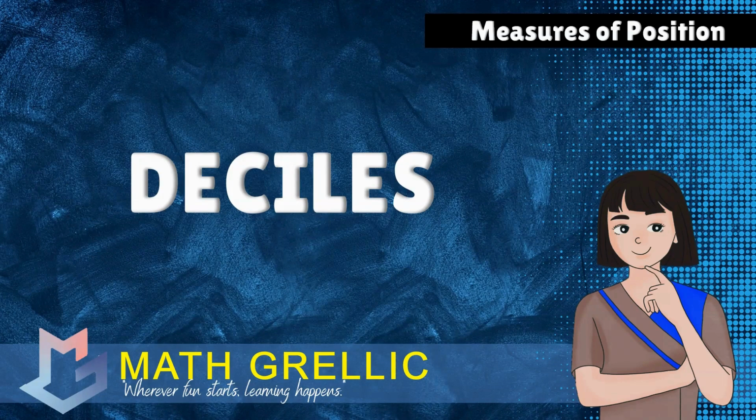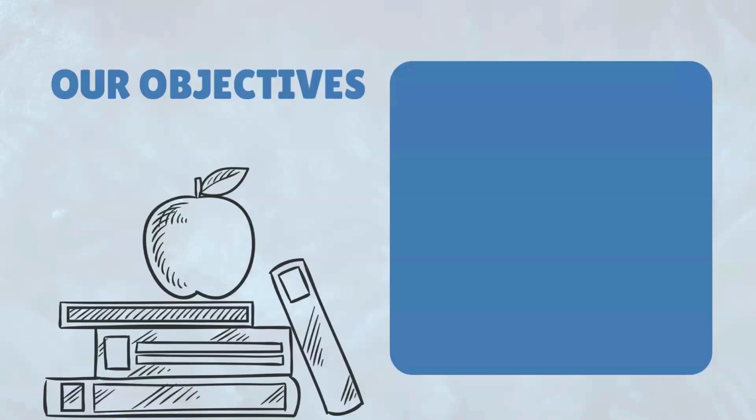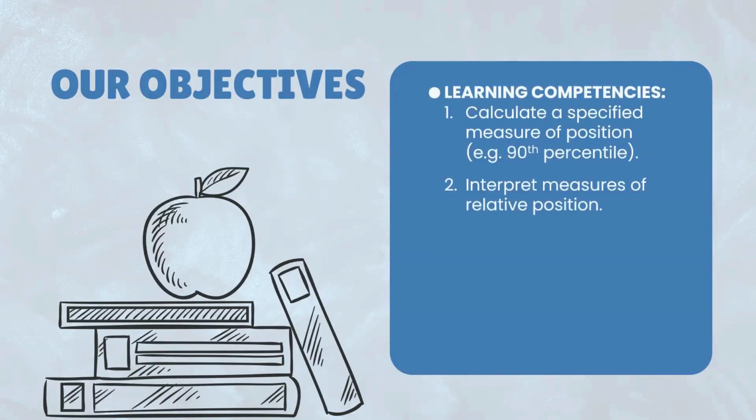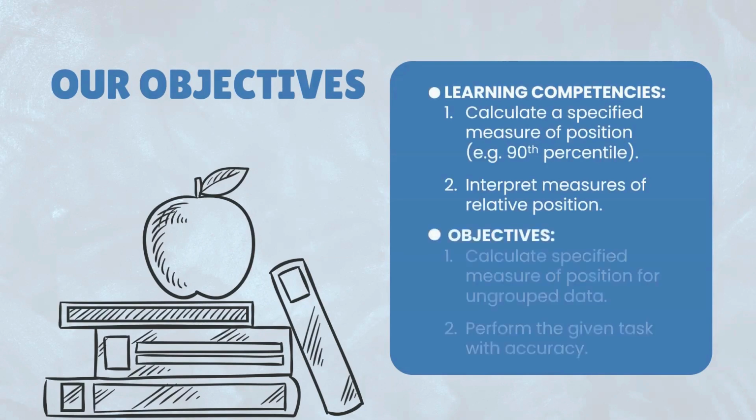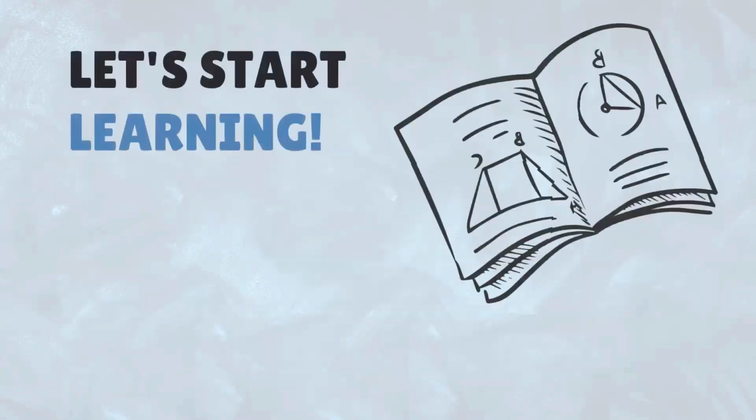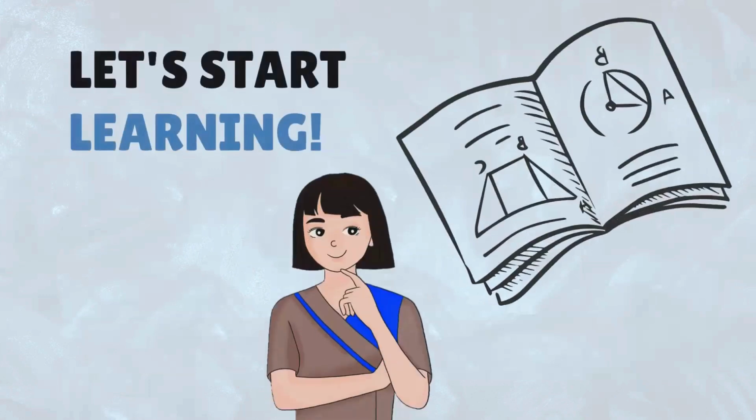Very good. 4 parts. Okay, so for today's lesson, here are our objectives. Number 1, calculate specified measure of position for ungrouped data, specifically deciles. Then perform the given task with accuracy. So without further ado, let's start learning.